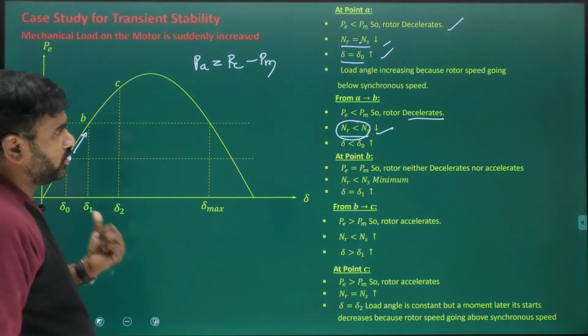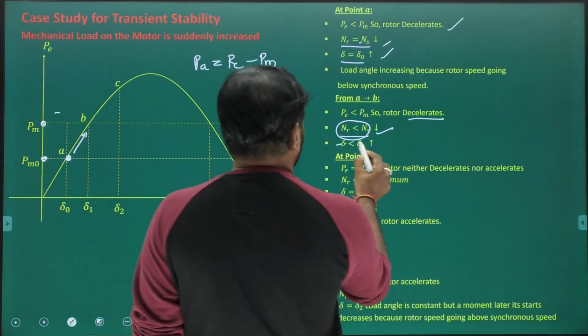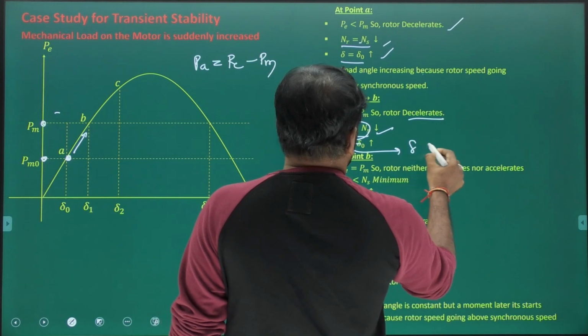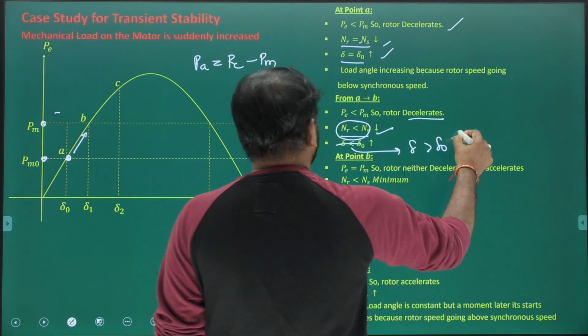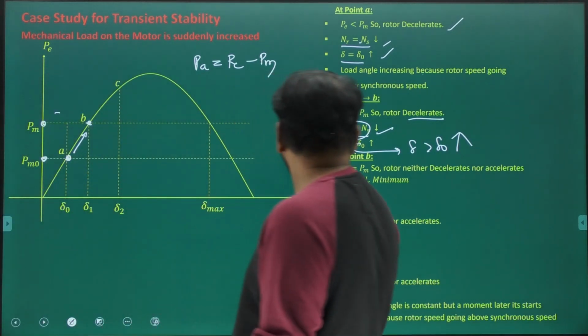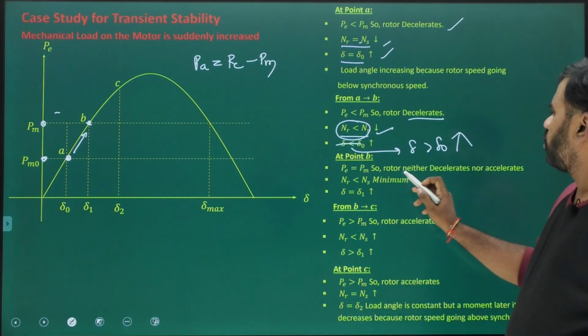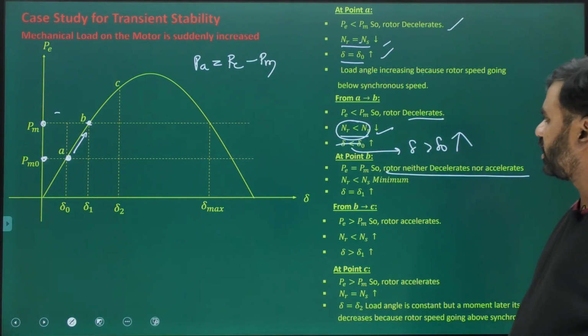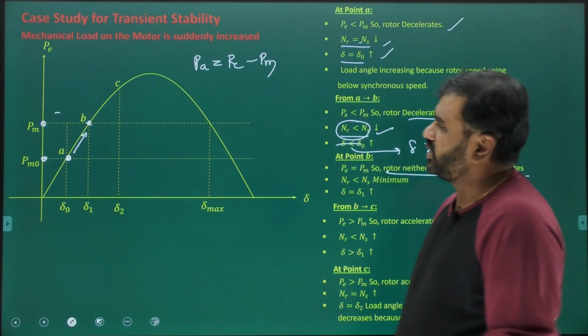Greater than delta naught. Okay, this is not less than delta naught. Load angle is greater than delta naught but what? Increasing trend only. Okay, but at point B, mechanical power equal to electrical power and accelerating power is 0. Okay, at point B, rotor is neither accelerated nor decelerated. But careful, shall we settle here?